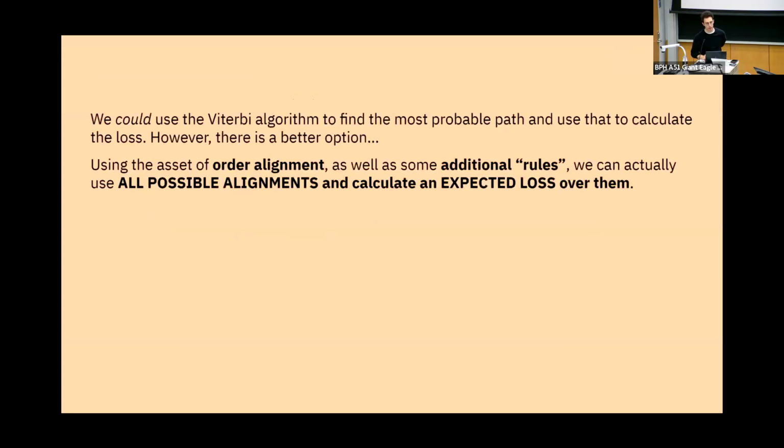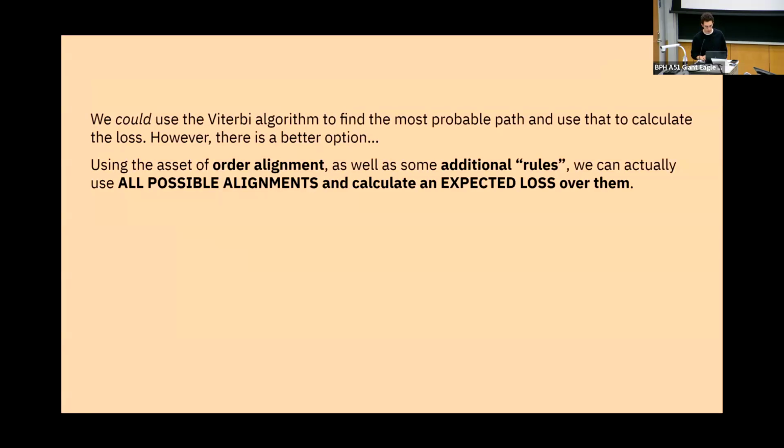And we went over in class a couple of different potential solutions. One that might work well is using something like the Viterbi algorithm to find the most probable path, and then use that to calculate a loss. But we actually mentioned that there's a better option here, right? It's using the asset we had of order alignment, in addition to some of these additional rules or properties that are part of CTC loss. And with that, we can go over all possible alignments and then calculate an expected loss over them.